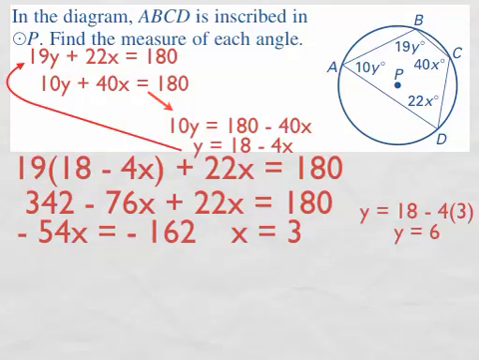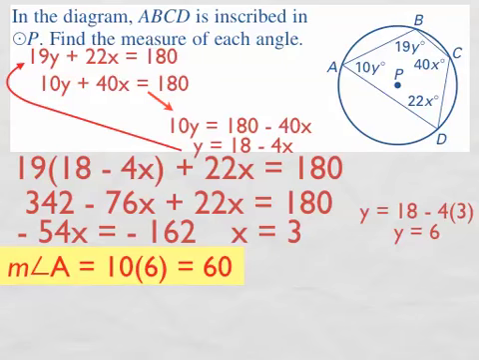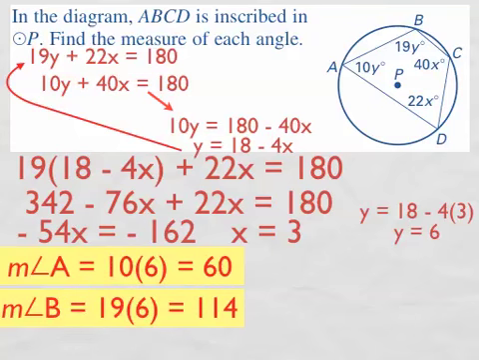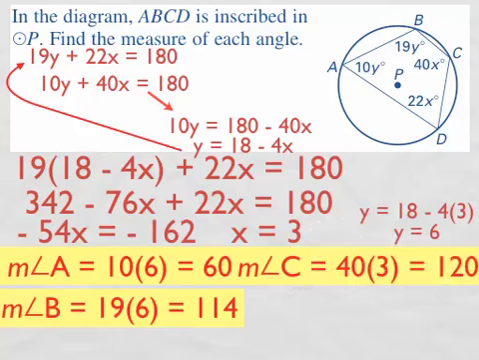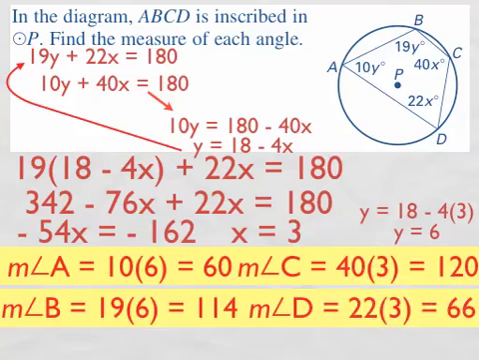Well, if x equals 3 and y equals 6, we're going to be able to plug in for all 4 of those angles. I'm going to plug in 3 for x and 6 for y. The measure of angle A would be 10 times 6, which is 60. The measure of angle B would be 19 times 6, which is 114. The measure of angle C would be 40 times 3, which is 120. And the measure of angle D would be 22 times 3, which is 66.